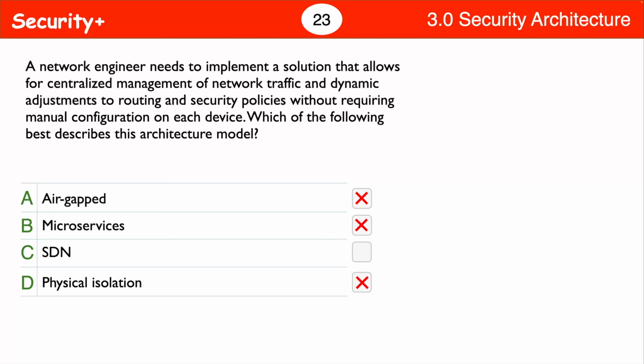And that leaves us with C, SDN, which stands for software-defined network. An SDN separates the control plane from the data plane, allowing centralized software-based management of network traffic and also security policies. It also enables automation, dynamic updates, and programmability.